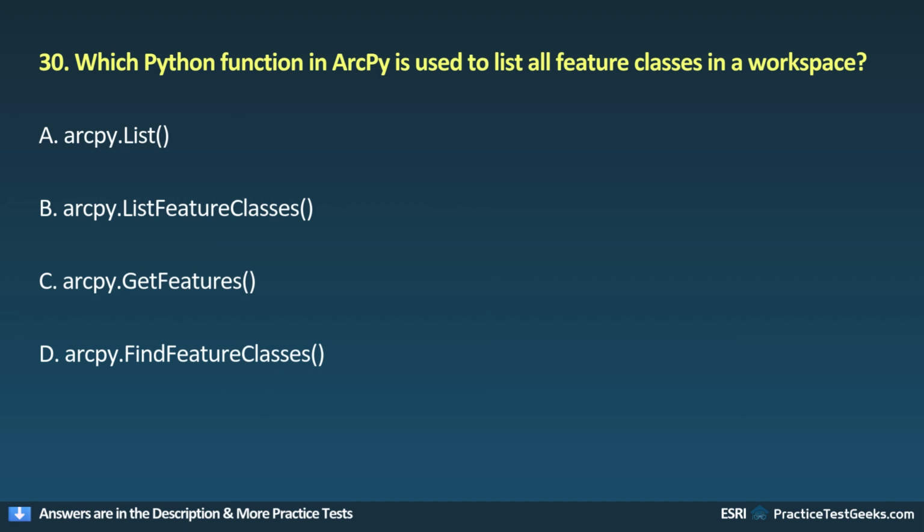30. Which Python function in ArcPy is used to list all feature classes in a workspace? A. ListFeatureClasses. B. ArcList feature classes. C. Get features. D. Find feature classes.